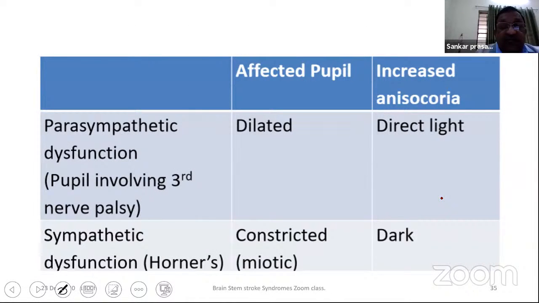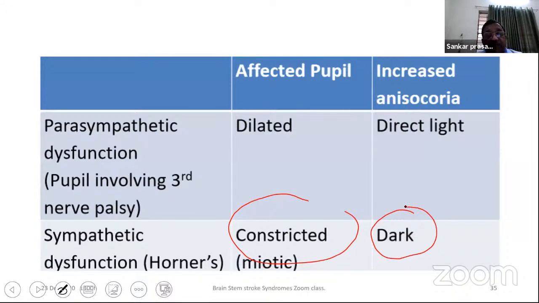So look at the pupil to light. Whereas in sympathetic dysfunction, the pupil is constricted and it increases in the dark. So this is called Horner's syndrome, sympathetic dysfunction, usually in Horner's syndrome. Okay.